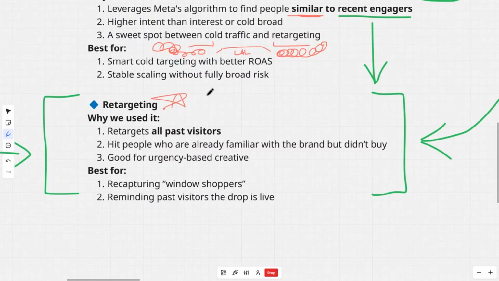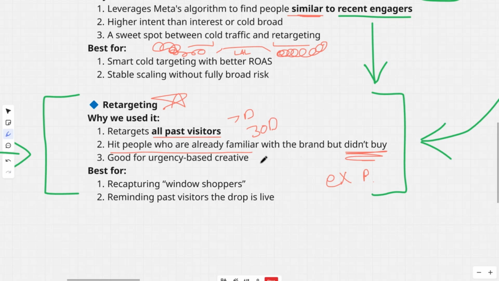Here we have retargeting. Retargeting is also a major player that I'll always run. This retargets past visitors. You can set it to whatever you want, whether you want it in the past 7 days, 30 days. There's benefits and drawbacks to whatever you pick, but basically you're hitting people who are already familiar with the brand but didn't buy. You can include purchasers, but it's smart to exclude purchasers from your retargeting sometimes because maybe they're not going to purchase 100 times a month. You know what I'm saying? So this is good for urgency-based creatives. Basically, if limited edition or almost sold out or fresh restock, you're recapturing window shoppers.